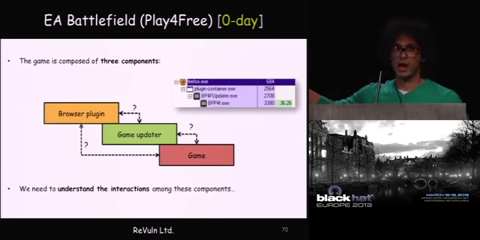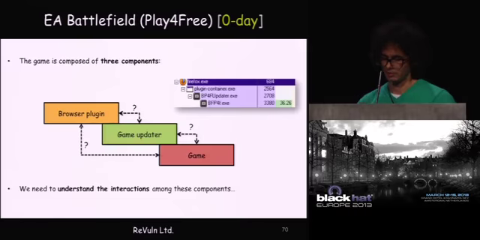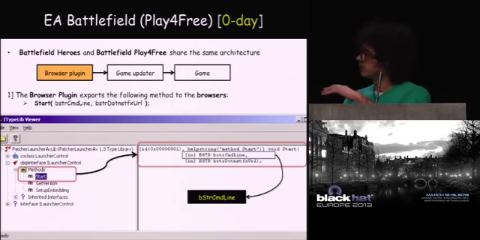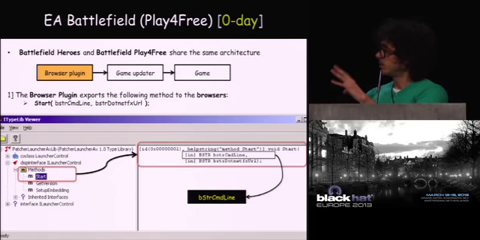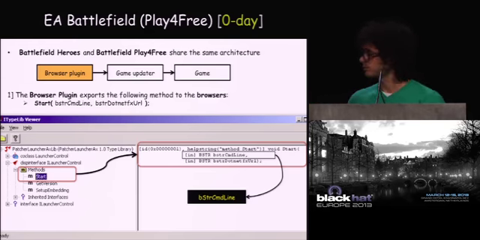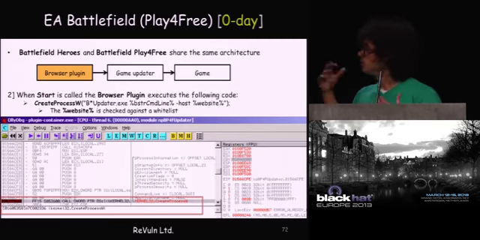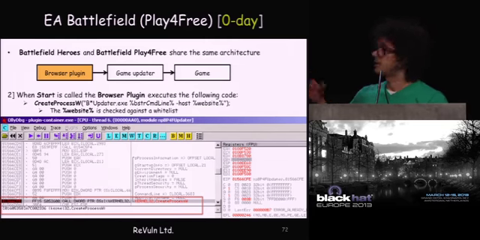Here you can see there is also an updater, and then the game itself. Here we can see the first part of the interaction between all these components. The plugin exposes this start method to the browser, so any website can call this function. One of the arguments of this function is this CMD line, which is just a command line. This command line is used by the plugin to launch the updater.